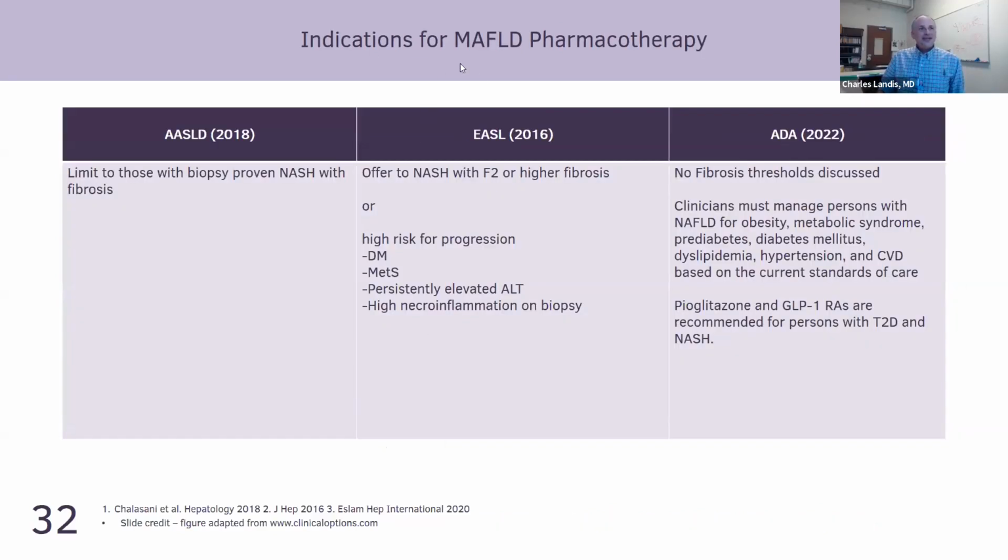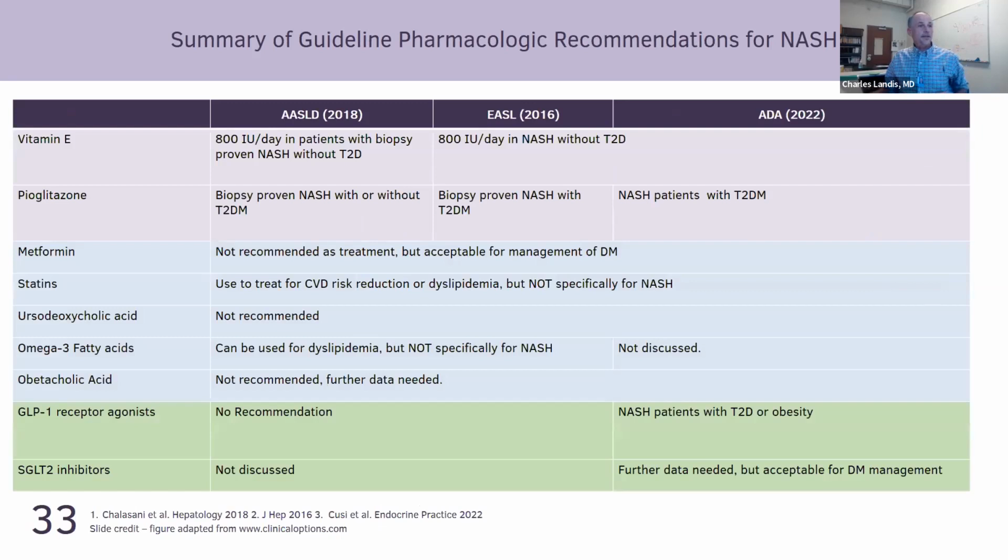So what are the indications for MAFLD pharmacotherapy? Well, the AASLD limits it to those with biopsy-proven NASH. The European recommendation is those with greater than stage 2 fibrosis or high risk for progression, which is often determined by biopsy. Then the recent ADA guideline, which doesn't have a fibrosis threshold, really highlights the importance of optimizing management of cardiovascular disease, and does give specific recommendations for using specific agents for treatment. I'll touch on those right now.